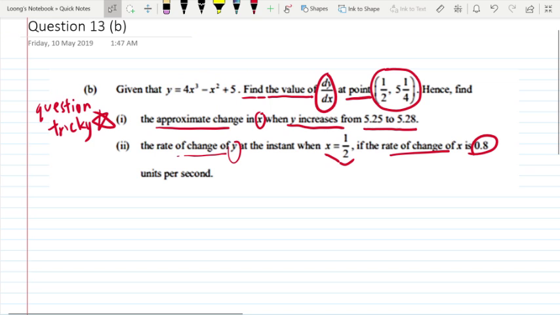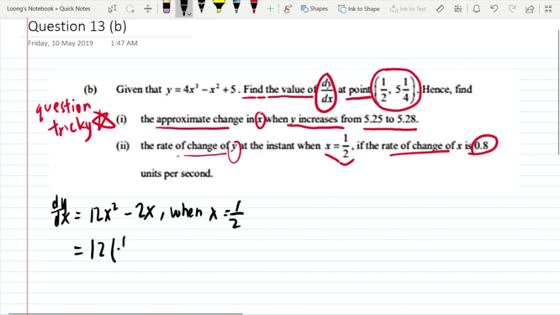So dy/dx is equal to 12x squared minus 2x. When x is equal to 1 over 2, we get 12 times (1 over 2) squared minus 2 times (1 over 2), and what we will get is 3 minus 1, which equals 2.